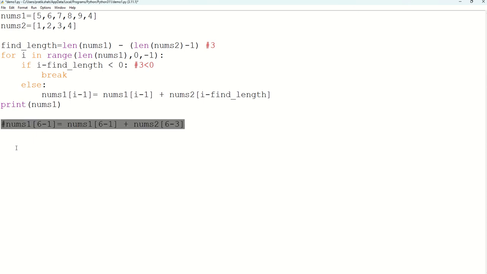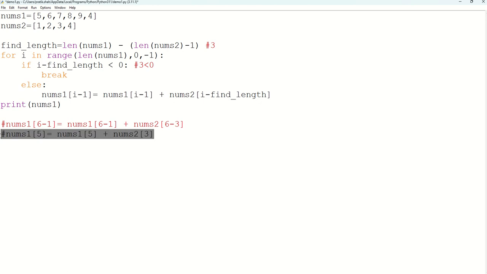So now the meaning of this line is nothing but nums1 of 5 will be equal to nums1 of 5 plus nums2 of 3. That means at this place it will be nums1 of 5. So index number 0, 1, 2, 3, 4 and 5. The number is 4. Nums2 of 3: 0, 1, 2, 3. The number is 4. And if I do 4 plus 4, what will the answer be? 8. So that 8 will get stored at which index number? 5 of the nums1 list: 0, 1, 2, 3, 4 and 5.